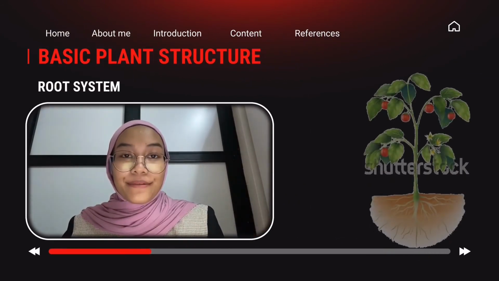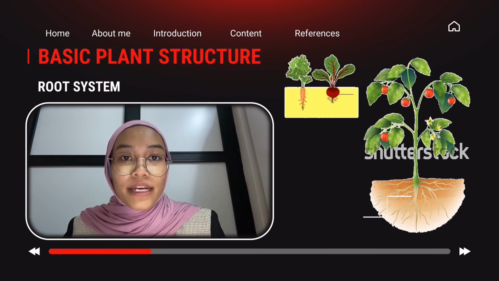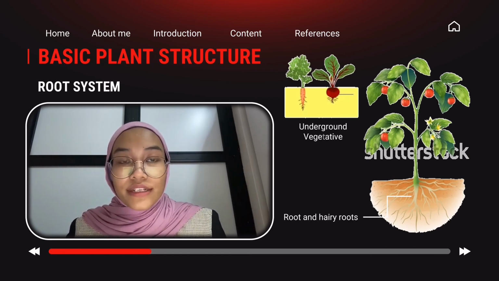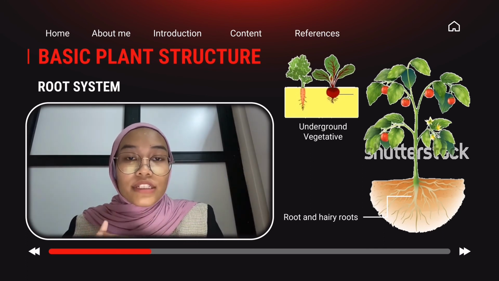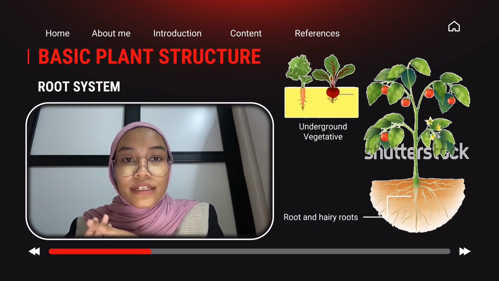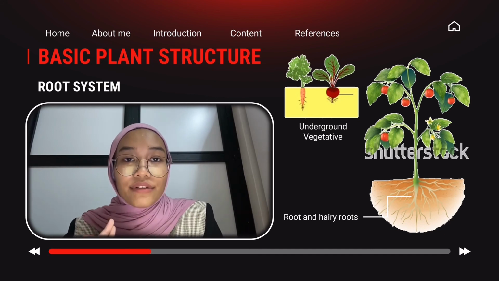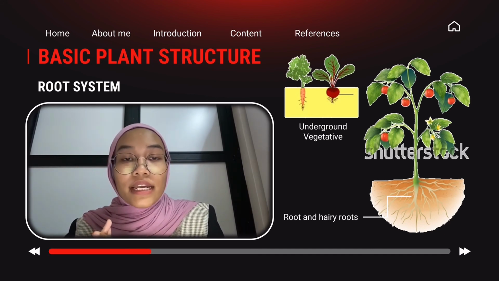Root system. The root is brown, non-green, and the underground part of a plant. Roots with their branches are collectively called a root system. There are three types of root system, which are the taproot system, the fibrous root system, and the adventitious root system. General functions of the root include anchorage of the plant, absorption of water and dissolved minerals and the conduction of these to the stem, and storage of reserves.